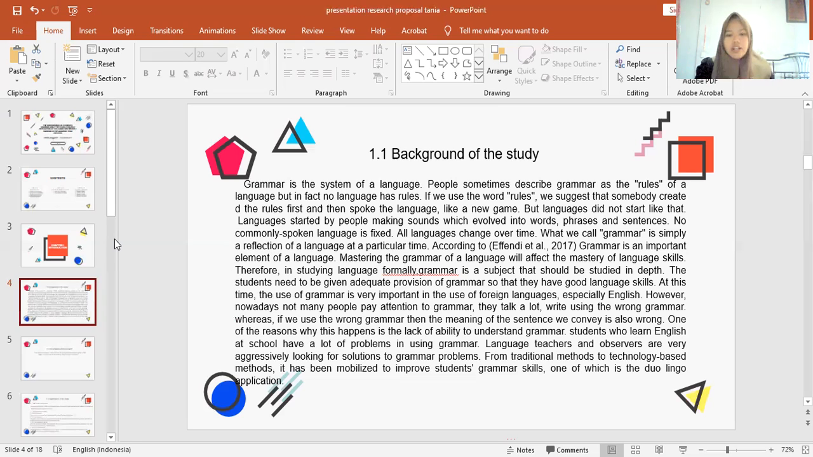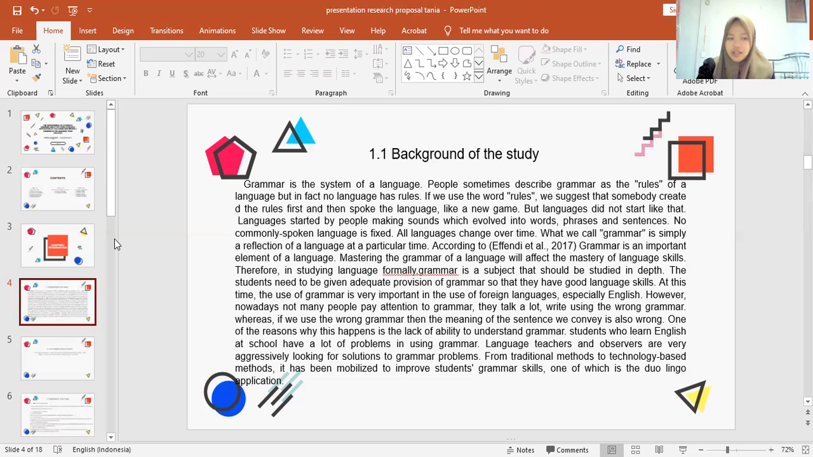According to Effendi et al. 2017, grammar is an important element of a language. Mastering the grammar of language will affect the mastery of language skills. Therefore, in studying language formally, grammar is a subject that should be studied in depth. The students need to be given adequate provision of grammar so that they have good language skills. At this time, the use of grammar is very important in the use of foreign language, especially English.